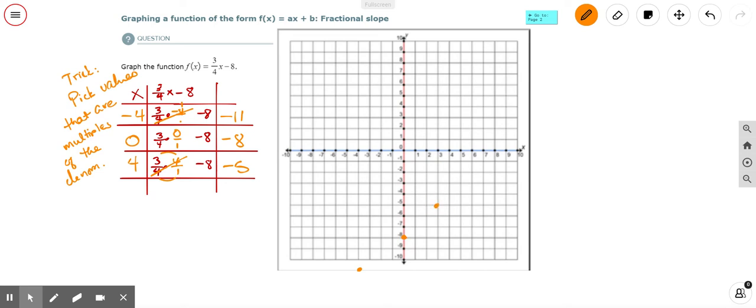Okay, so we should have a straight line if I did it right. Close enough. I kind of missed on that. Wait, did I not do it right? -4, -11, 0, -8. Oh, I put it at 3. That's why it doesn't work out right. You can tell that you did it wrong when it doesn't match up in a nice, sweet line. 4, -5. Here it is.